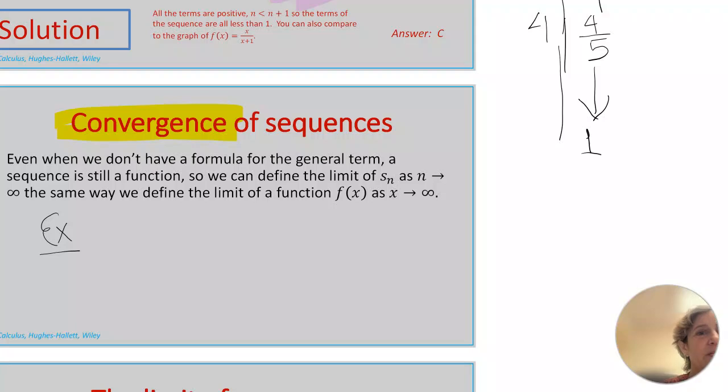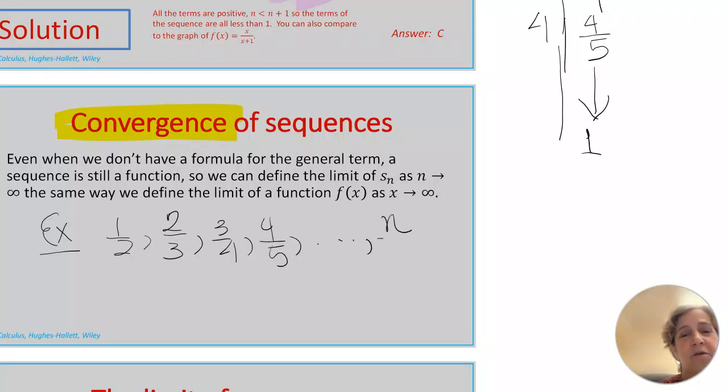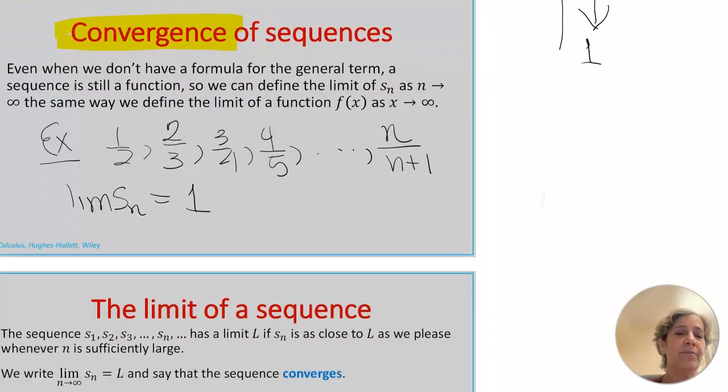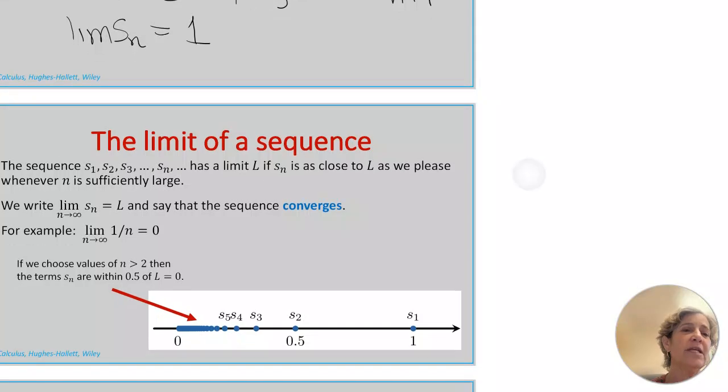So for example, the sequence we just had, we had 1/2, 2/3, 3/4, 4/5, all the way to n over n plus 1. So I would say the limit of the terms of this sequence is 1, right? These numbers each get closer and closer to 1. They'll never be 1, but as n gets bigger and bigger and bigger, I can get very, very close to 1. So that's what we call the limit of a sequence.